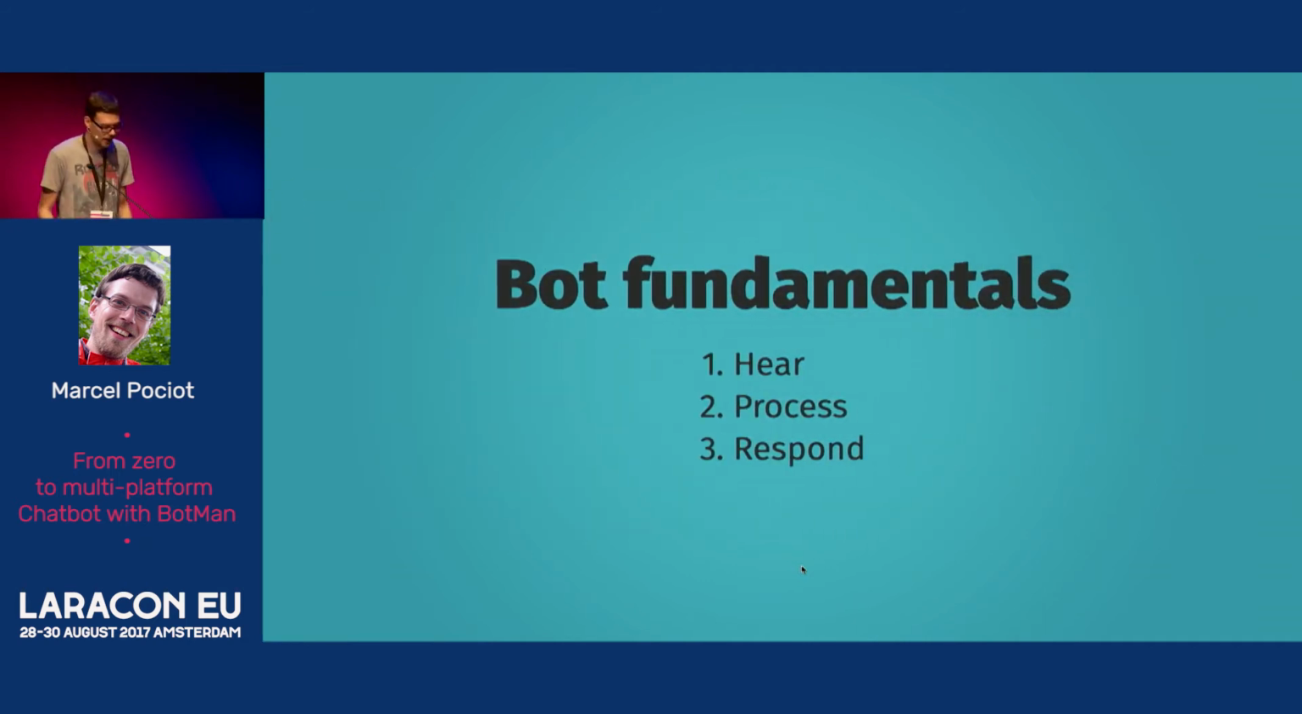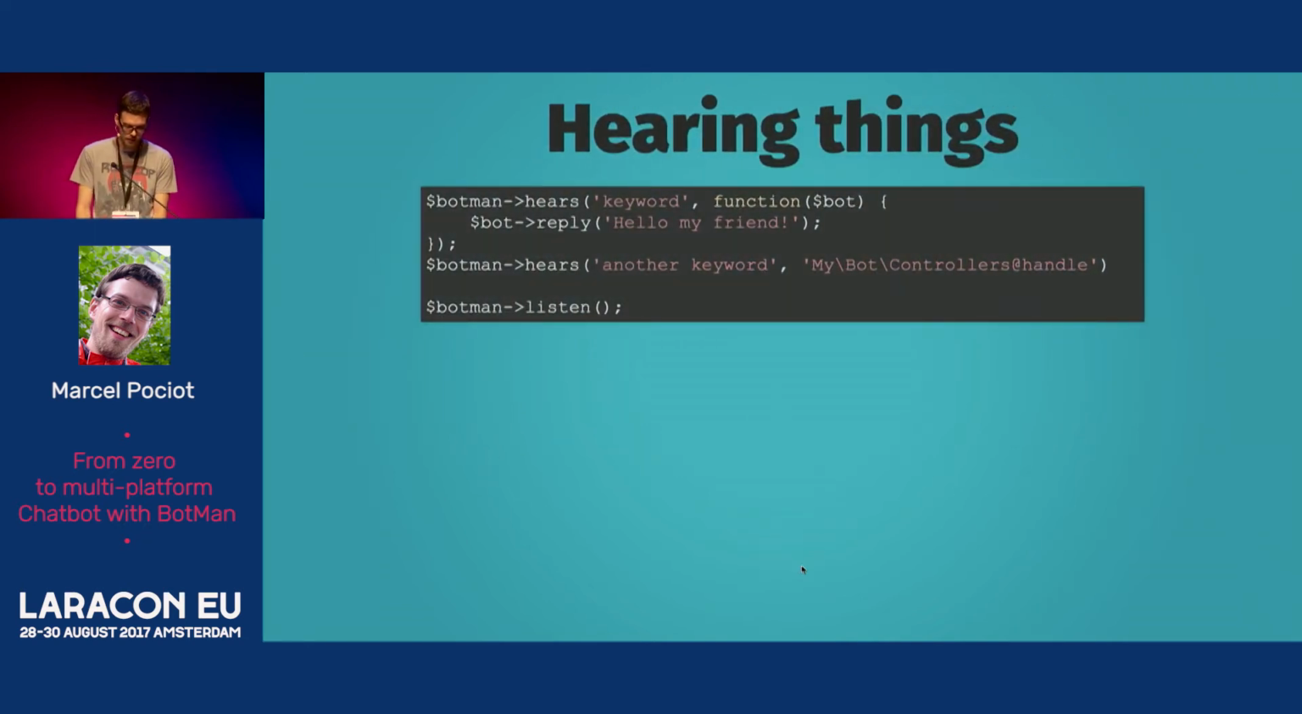All right. So if we take a look at chatbot development, there are like three pillars of how chatbots actually function. First, they need to hear the user input, so they need to actually capture it. Then you need to process it, like is it a text that I actually should listen to? And then you should respond to it. Now, let's take a look at how this works with BotMan.